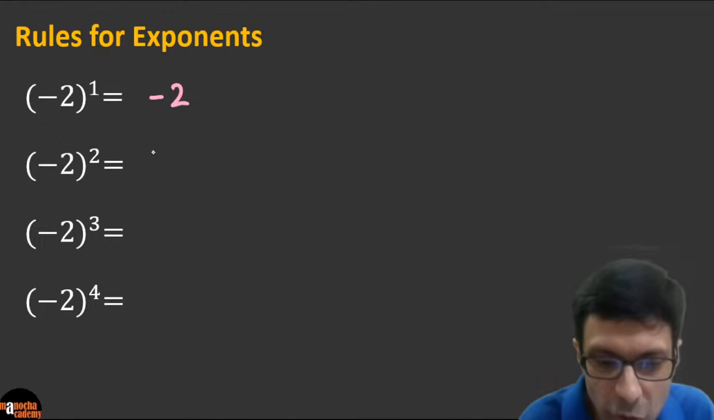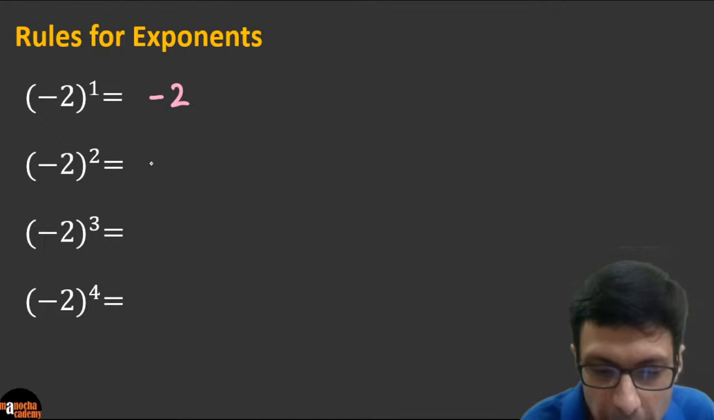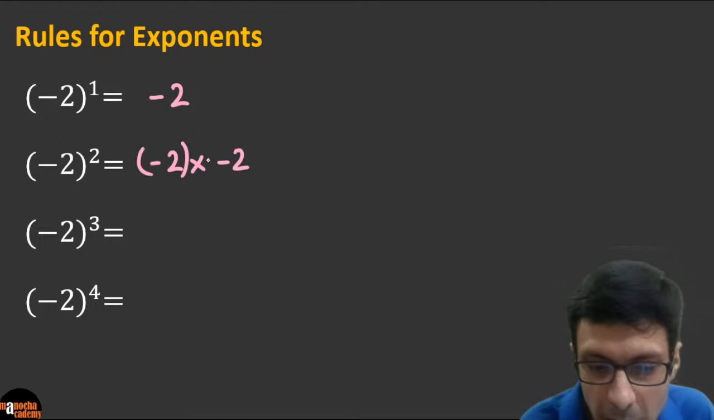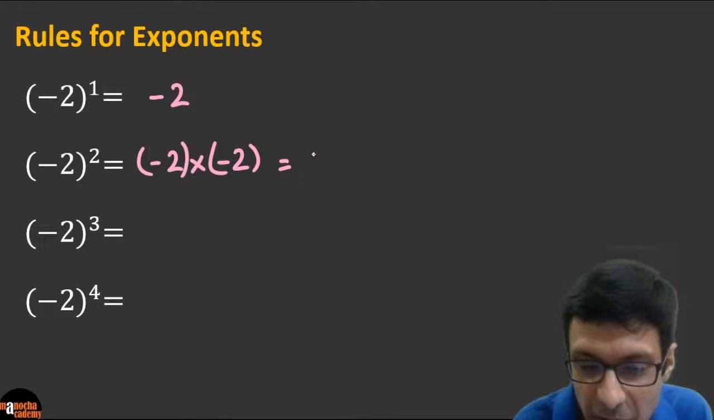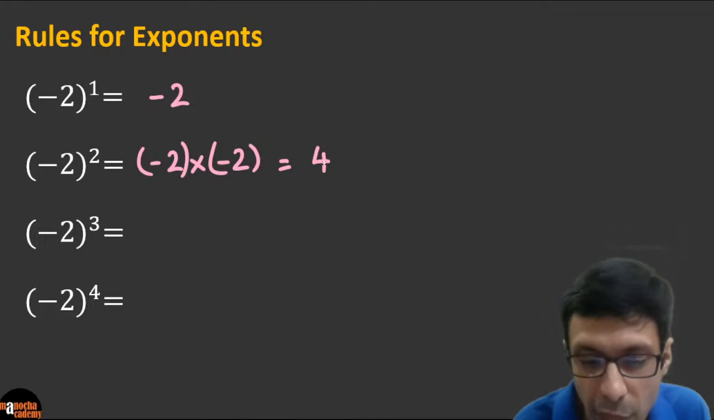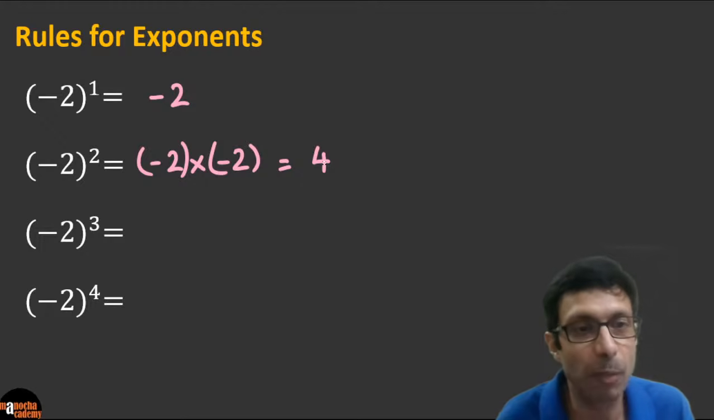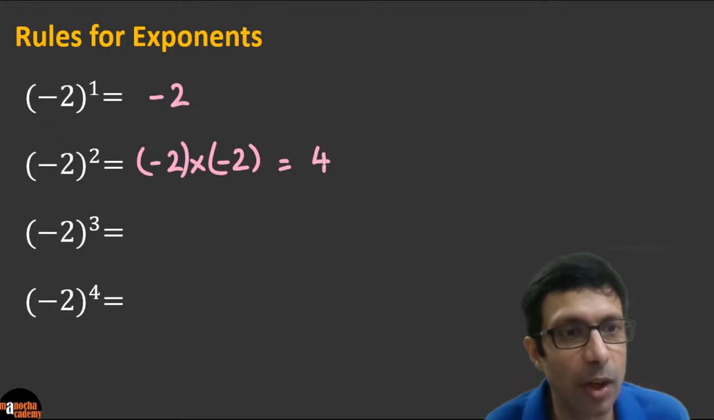Very good, guys. So this is going to be minus 2 whole square, because it's basically minus 2 times minus 2. You can see that the negative sign will cancel out. Minus minus becomes plus. It multiplies, so we get 4. Excellent. Now what is minus 2 whole cube? Excellent, guys. What is minus 2 whole cube?